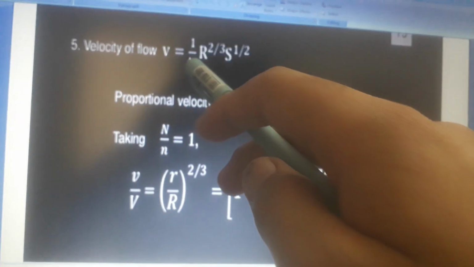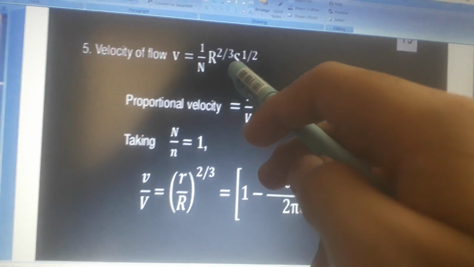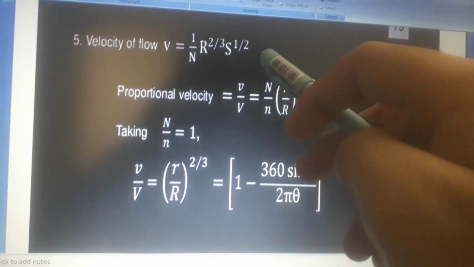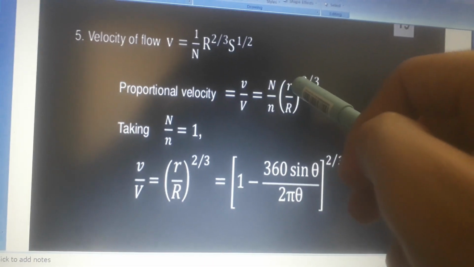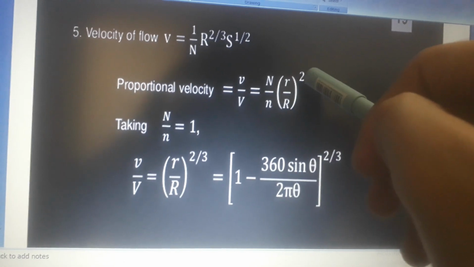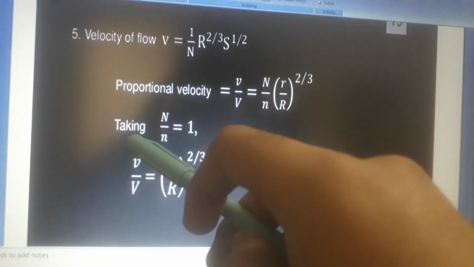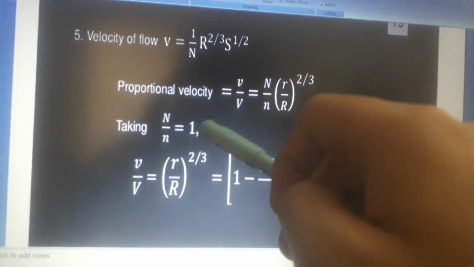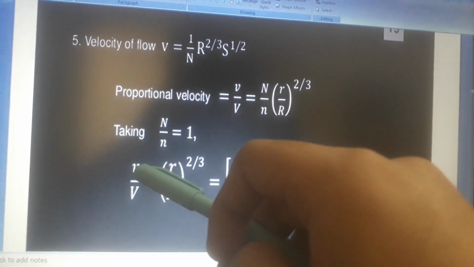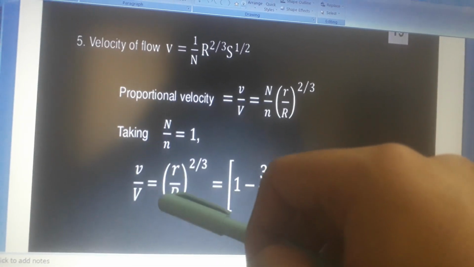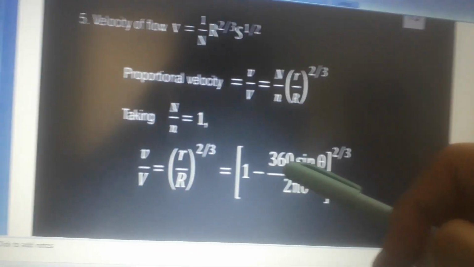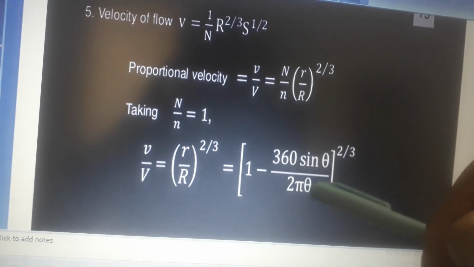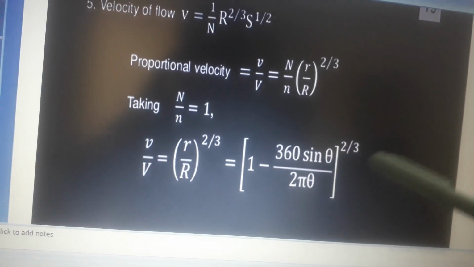Velocity of flow small v is equal to 1 by small n into small r raised to 2 by 3 into S raised to 1 by 2. Proportional velocity is equal to small v by capital V is equal to capital N by small n into small r by capital R whole raised to 2 by 3. Taking capital N by small n is equal to 1, small v by capital V is equal to small r by capital R whole raised to 2 by 3 is equal to 1 minus 360 sin theta divided by 2 pi theta whole raised to power 2 by 3.